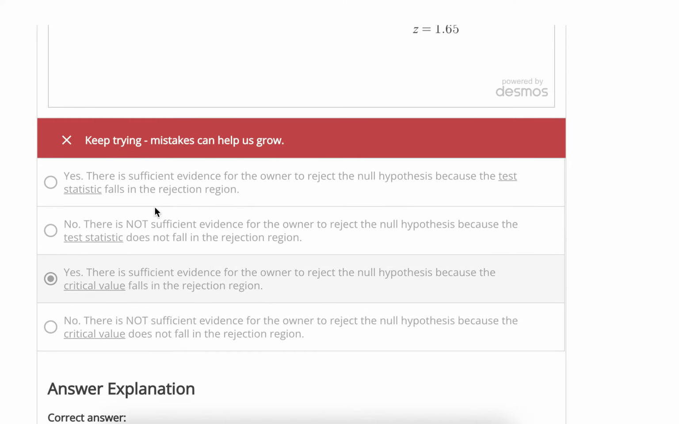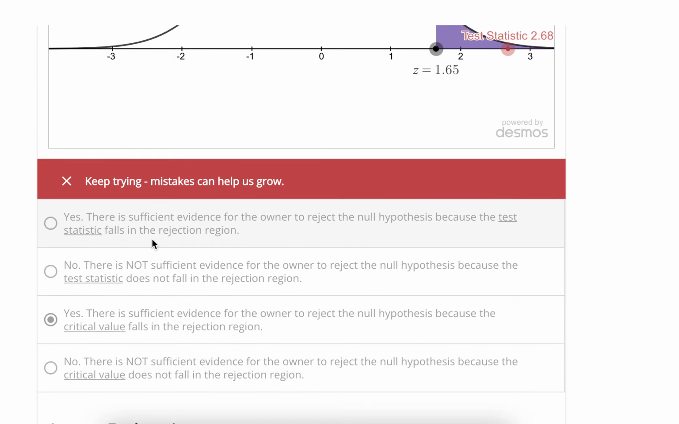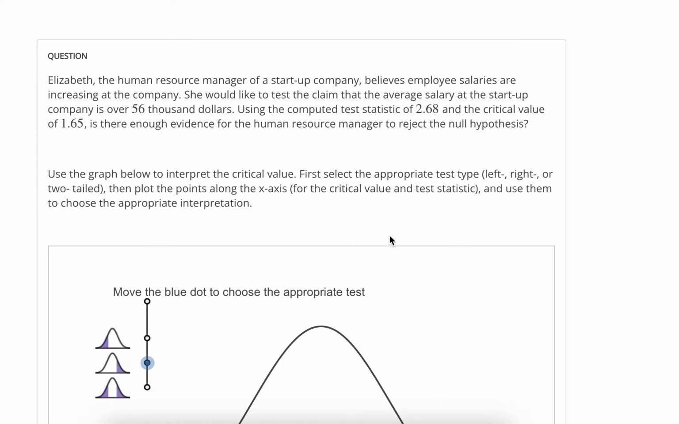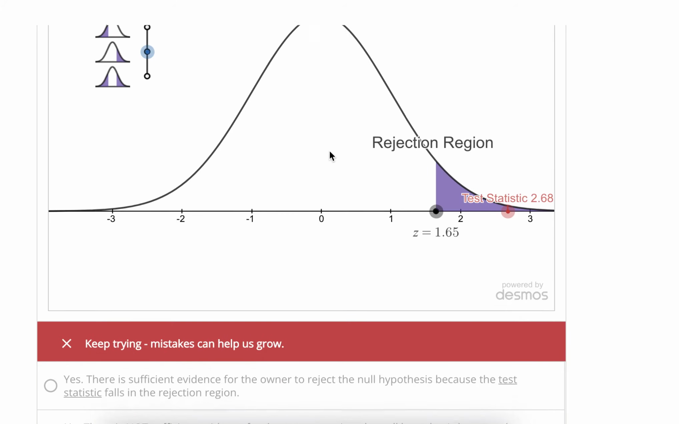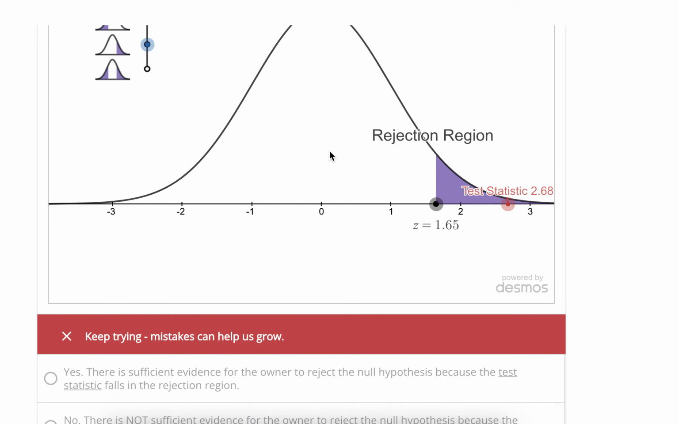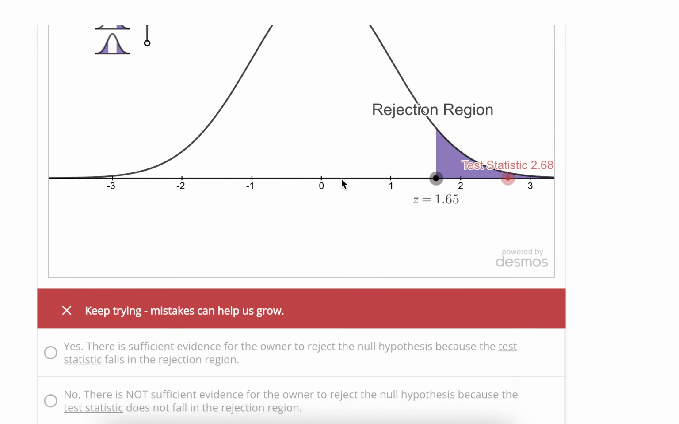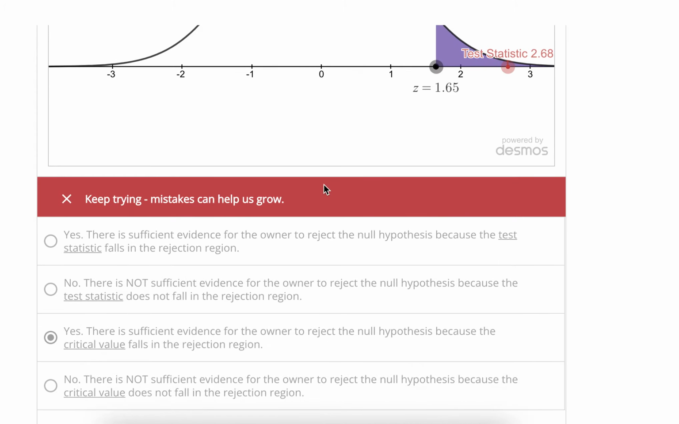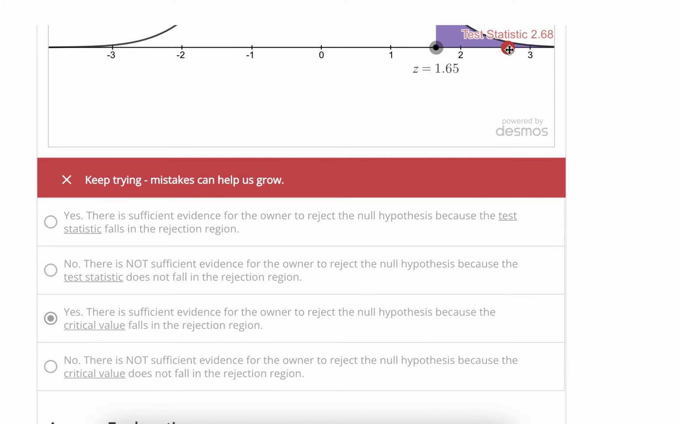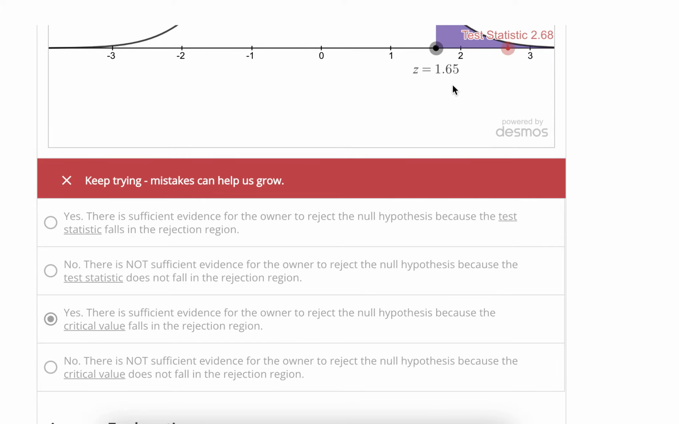So I think that was here. Let's just look through the options. What was the question in the end? Oh, is there enough evidence for the human resource manager to reject the null hypothesis? Rejecting the null would mean like, hey, you found evidence to support your claim. Okay, the claim that the salary is larger. So the answer is yes. We said yes a few times here. The test statistic is in the rejection region.